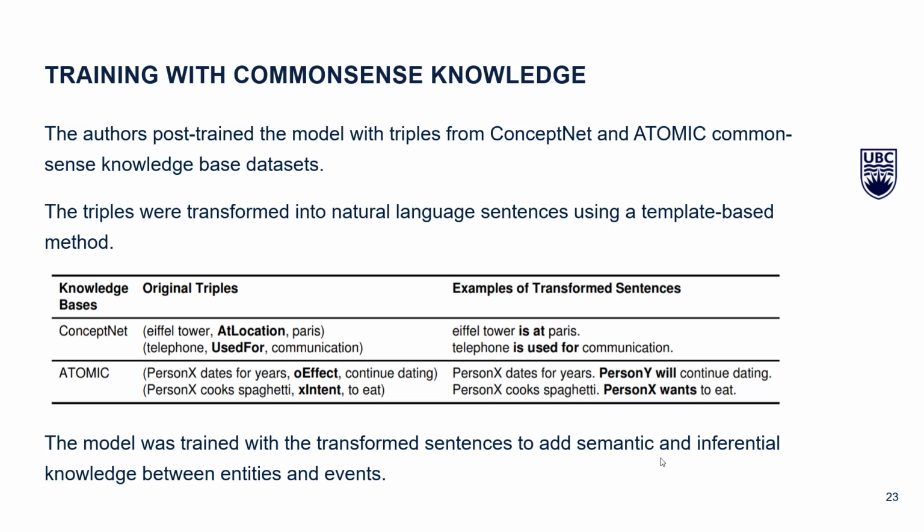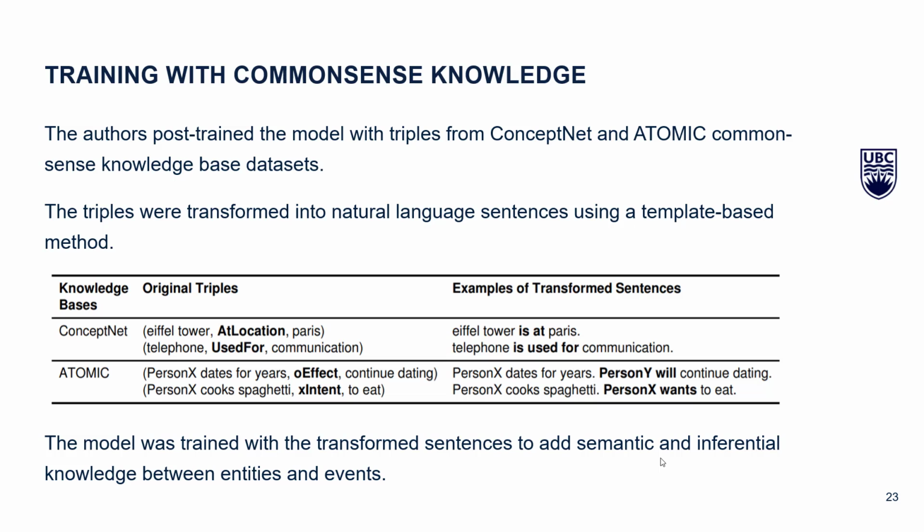So the authors then post-trained the model with triples from ConceptNet and Atomic common sense knowledge-based data sets. The triples were transformed into natural language sentences using a template-based model. So here we can see, if we saw Eiffel Tower at location Paris, which came from ConceptNet, we might see Eiffel Tower is at Paris.